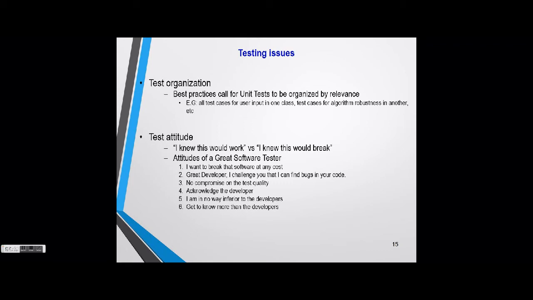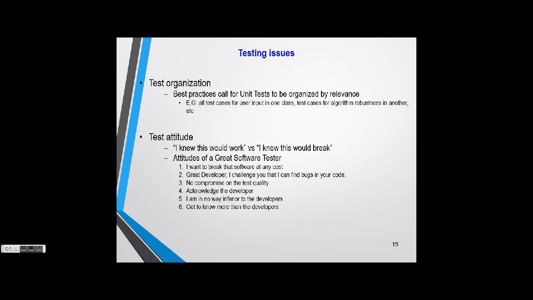Whereas a good tester would have that attitude of, I knew this would break, and try their hardest to make something break, essentially. Well, I found a really good blog, and it's in my reference materials if you want to take a look at it. It's called Attitudes of a Great Software Tester. The idea is that these 6 attitudes should encompass the mindset of a good tester. The most important being, I want to break this software at any cost.